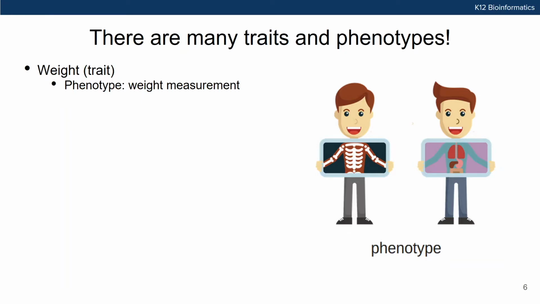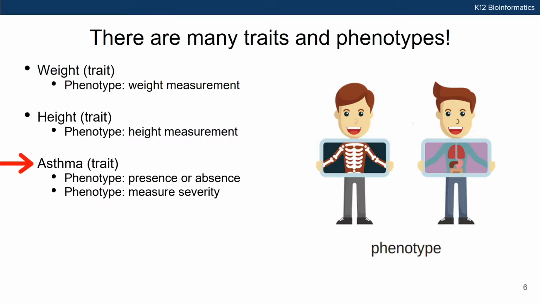Welcome back. Hopefully, as you were brainstorming biological traits and phenotypes, you came up with some great examples. A few that came to my mind were weight, where the biological trait would be weight, and the phenotype would be the actual weight measurement itself, so how much a particular person weighs. Or something like height, with the phenotype being how tall you are. We can also treat disease as a trait.